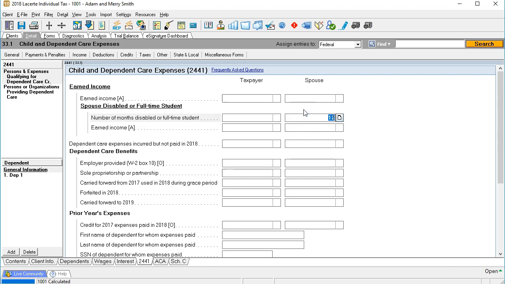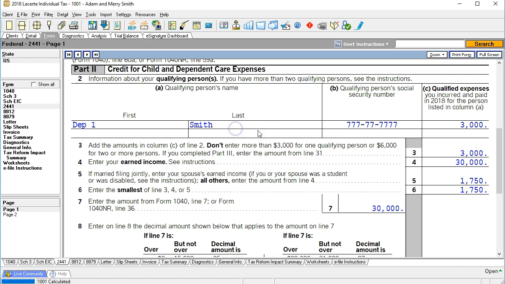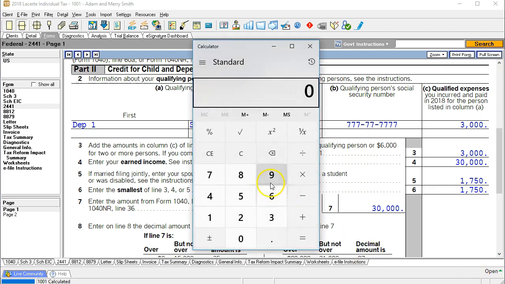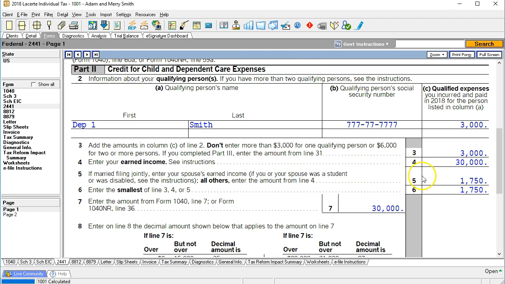So if we put something else, like 7 months, and go back over and see what that would do, we had the $30,000 for the one spouse and the other's at $1,750. What does that mean? Well, $1,750 divided by 7 months is, of course, $250. So what they're saying is that you're going to have the $250 per month for the number of months that qualified. In this case, we'll say it's a full-time student.